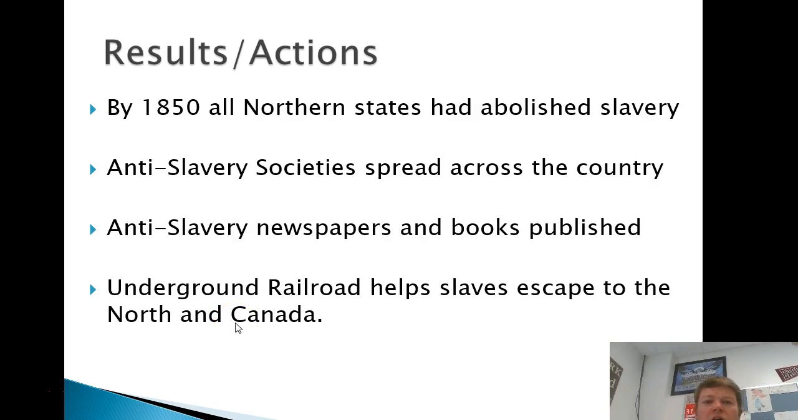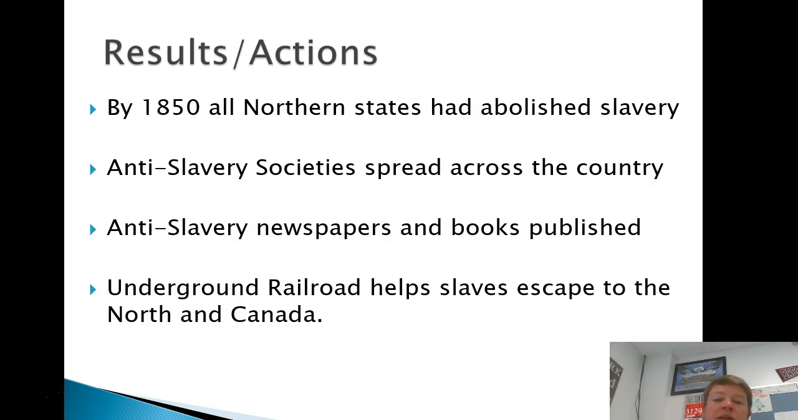Results and actions. By 1850, all northern states had abolished slavery. The slave trade itself was now outlawed from Africa, so any slave trading was happening within the United States. Anti-slavery societies spread across the country, and so you'd get people like Frederick Douglass and Sojourner Truth traveling around the country giving anti-slavery speeches, not too much down in the South, for a variety of reasons that we will get into in class, but a lot of these folks were trying to spread that message. Anti-slavery newspapers and books are being published.